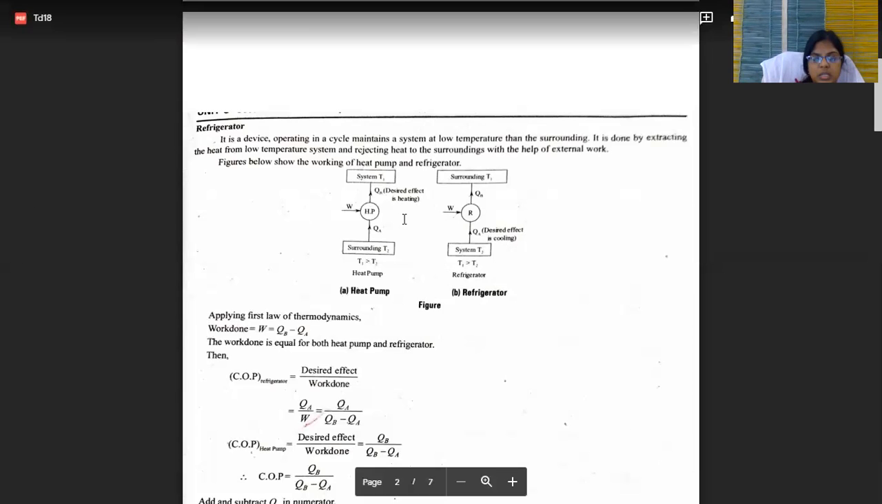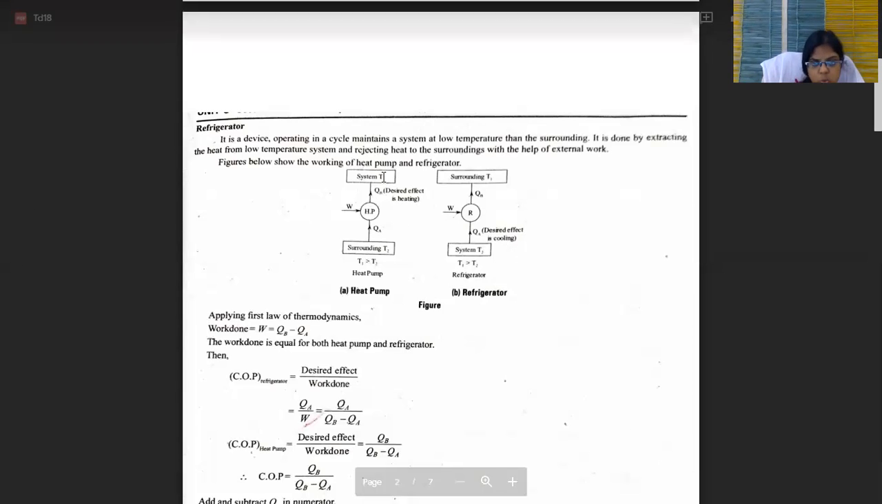Just observe here, heat pump, heat pump. Actually this is a source and sink. So here our source is our system, in the heat pump. Our system maintains a higher temperature compared to the surrounding, so that is what we call a heat pump.